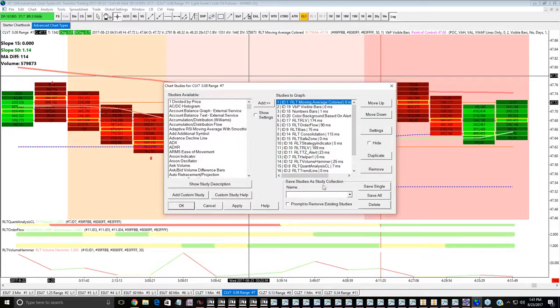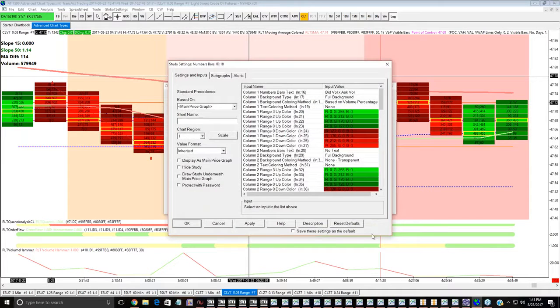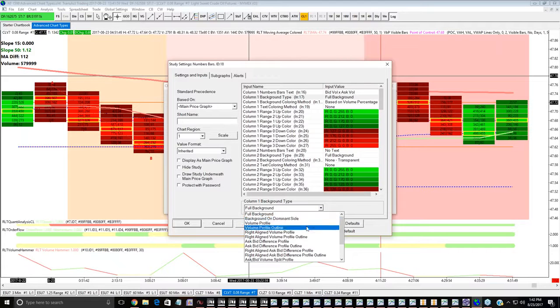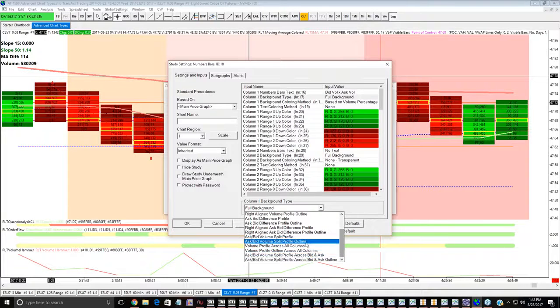If you go to studies, and I've looked at this, and you go back to the numbers bars, and you go back to settings, there's no setting that allows you to get a wick. None of the background types. These all obliterate the wick. It doesn't matter whether it's right aligned, left aligned, or bid-ask difference. We're never going to see a wick. And this determines the configuration of the candle we're looking at.